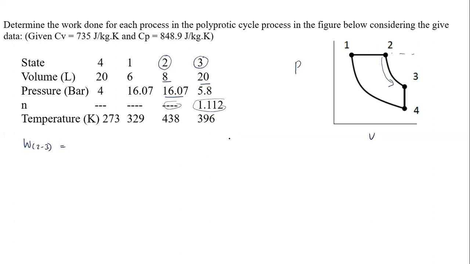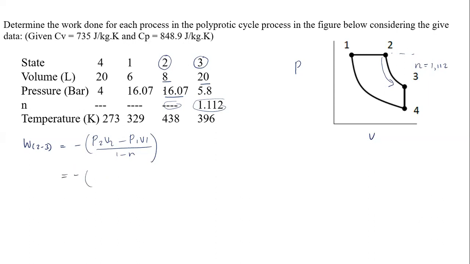We are not talking about the isochoric, but we are talking about the polytropic work for this polytropic process. So to determine the polytropic work, we're going to have negative P2 V2 subtract P1 V1 divide by 1 subtract n. For the polytropic index over here, it's provided, which is greater than 1, to be 1.112. So what we're going to do is substitute over here.